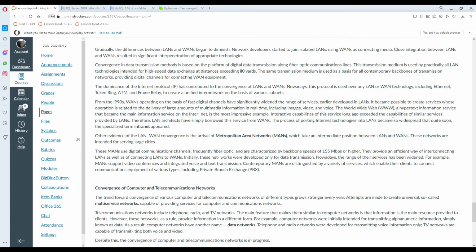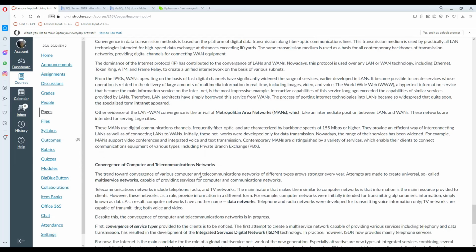The World Wide Web, a hypertext information service that became the main information service on the Internet, is the most impressive example. Interactive capabilities of this service long ago exceeded the capabilities of similar services provided by LAN. The process of porting Internet technologies into LAN became so widespread that quite soon the specialized term intranet appeared.